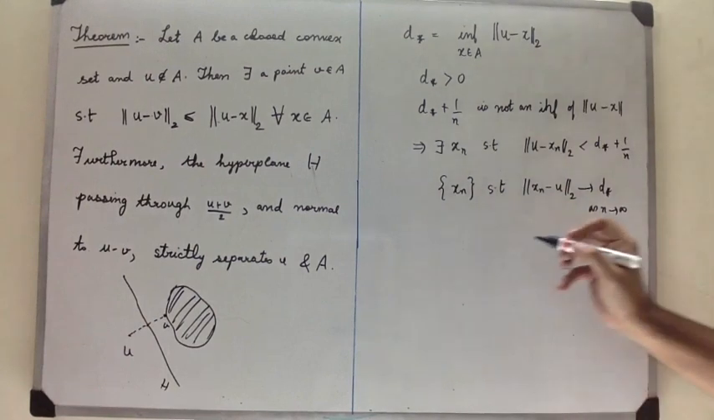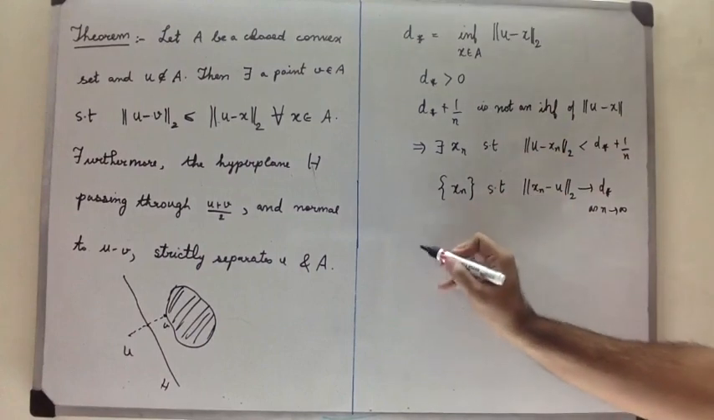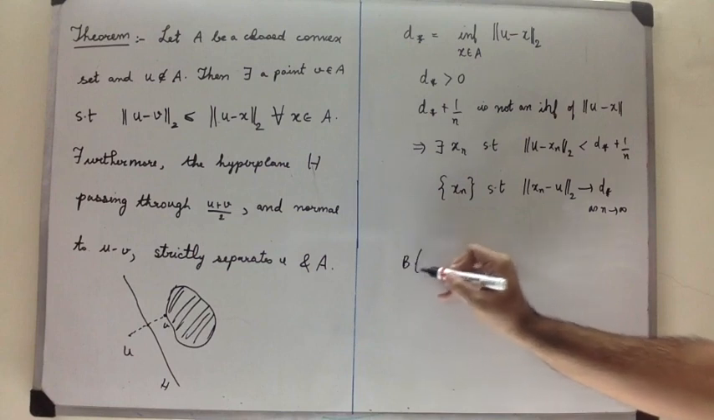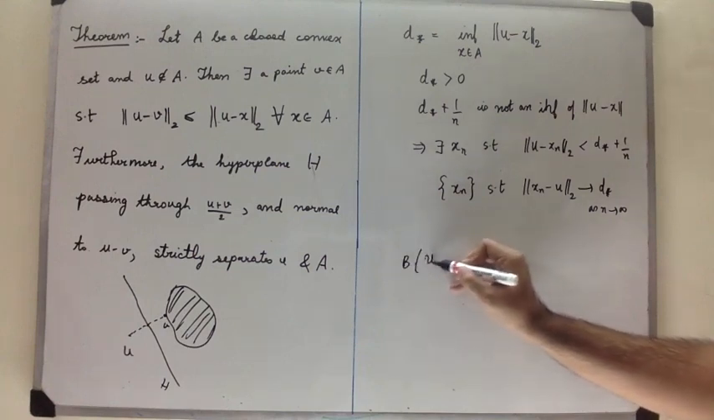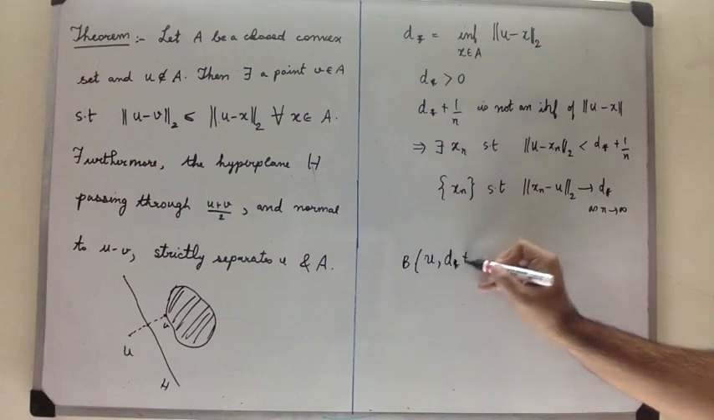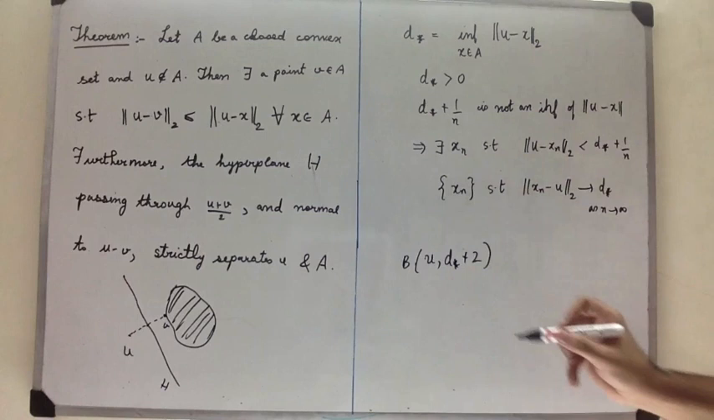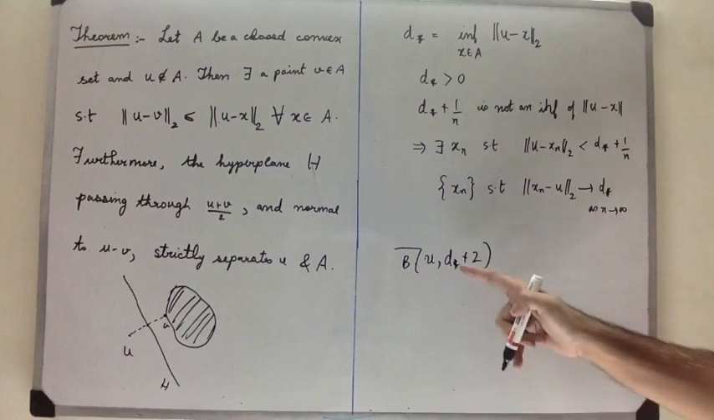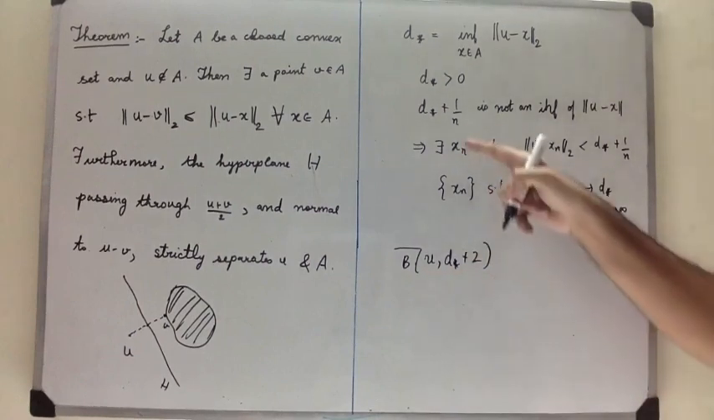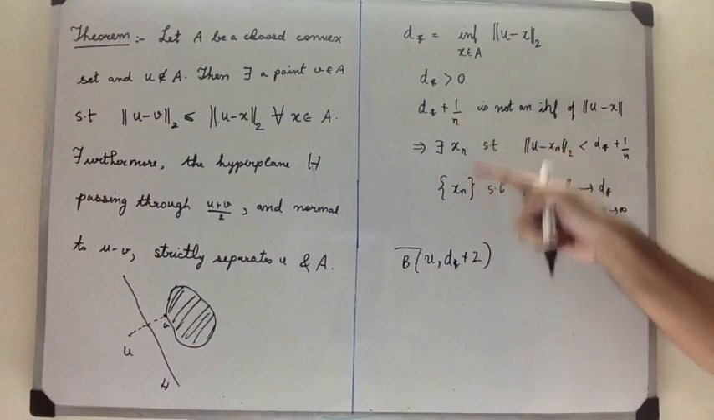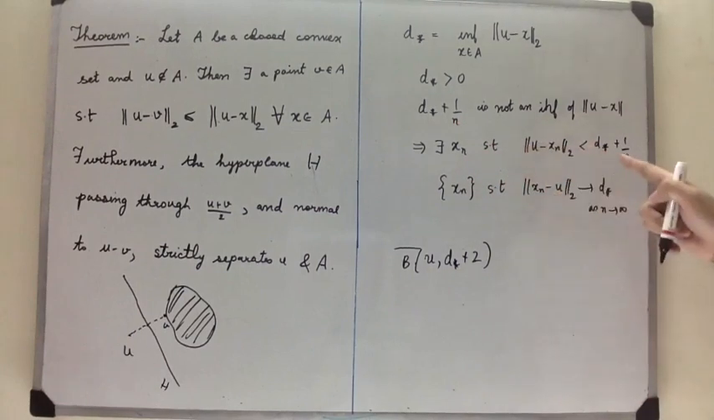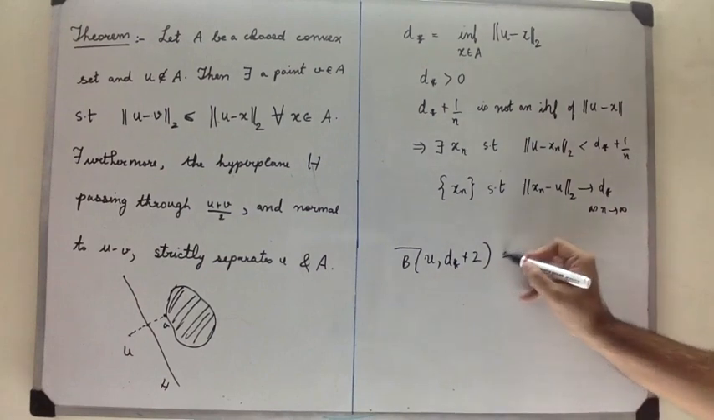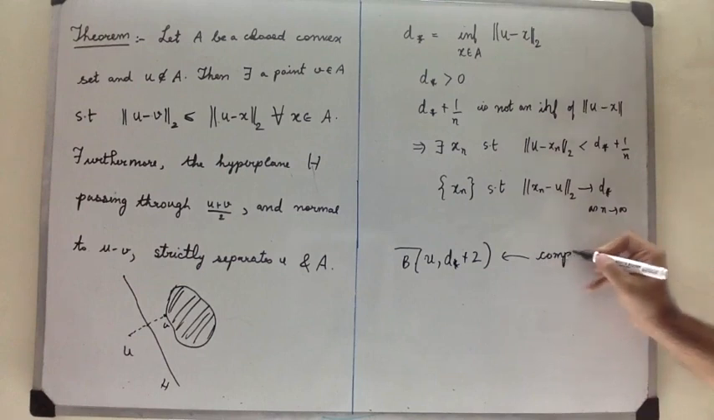To do that, we notice that for n equal to 1, if you look at a ball of radius d star plus 1 at u, plus for safety we'll take d star plus 2, the closed ball of radius d star plus 2 at u, it must contain all the xn's because the distance between x1 and u is less than d star plus 1. So they must all be contained in this closed ball. But now see that this closed ball is a compact set. It's closed and bounded.